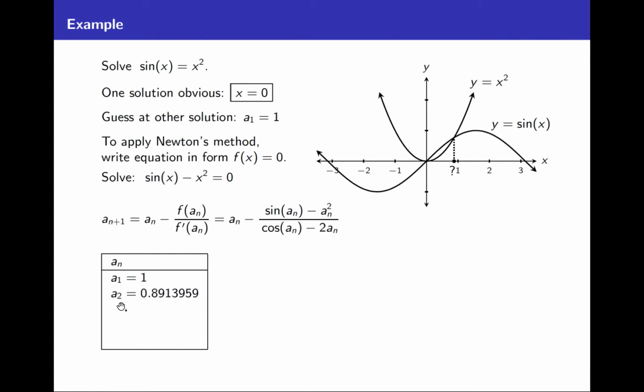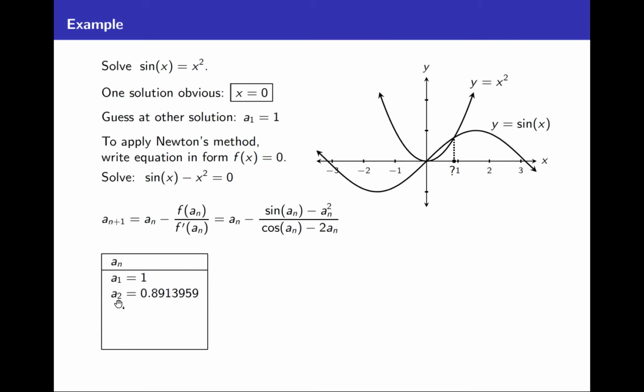you will get, if you try this, a sub 2 is 0.89139959. And this is to 7 decimal places. Of course, these trail off after that, but let's just work with 7 decimal places and round off at the 8th decimal place. So that's a sub 2. And notice 0.89, that's a little less than 1, so you're a little closer to this unknown solution.